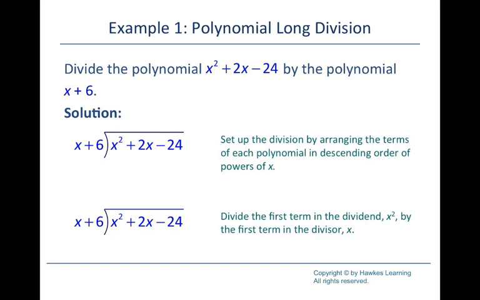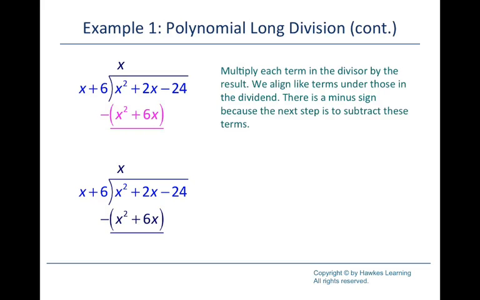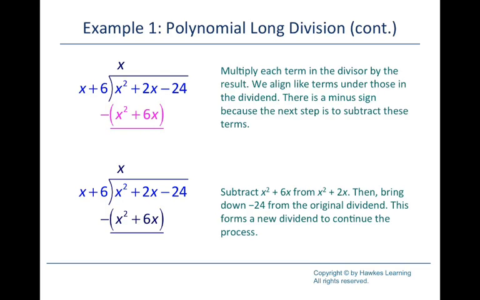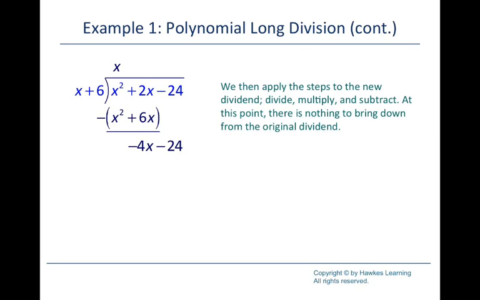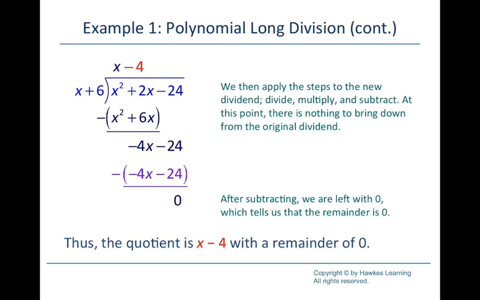And so they're going to show you the same thing. They distribute that negative. I just change the signs all the way across and get the negative 4x. Bring down the negative 24 and come up with the same answer that I did, a remainder of 0. And so the quotient x minus 4 is the answer with a remainder of 0.